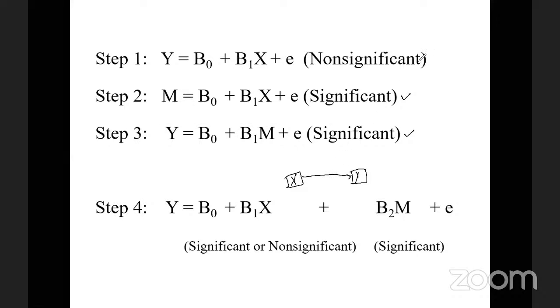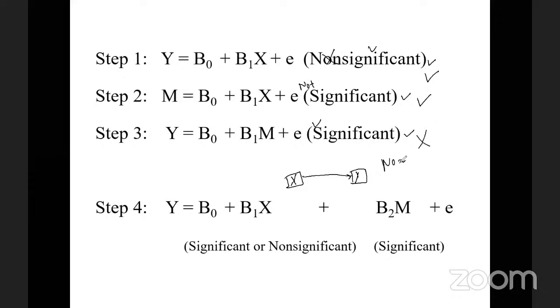It means for mediation, we need all three relationships in step 1, step 2, and step 3 to be significant. But if, for example, one is significant, this one is not significant, and this one is significant, then there is no mediation. If it is significant, significant, and not significant, then there is no mediation.